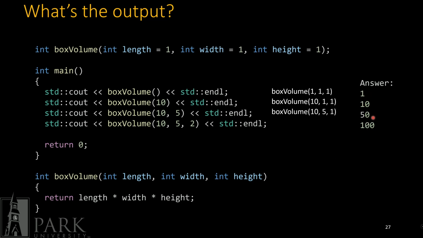Okay? So you should see the final numbers printed out. It's going to be 1, 10, 50, and 100, right? 1 times 1 times 1 is, of course, 1. 10 times 1 times 1 is 10, so on and so forth.